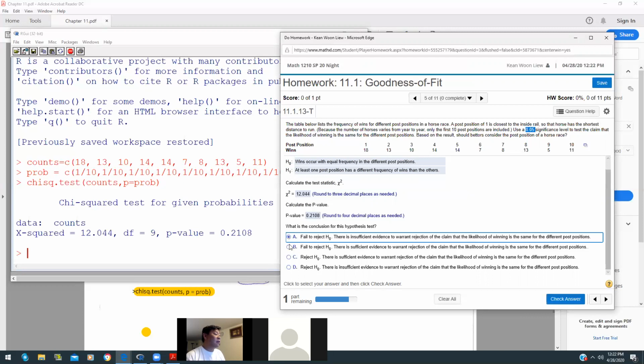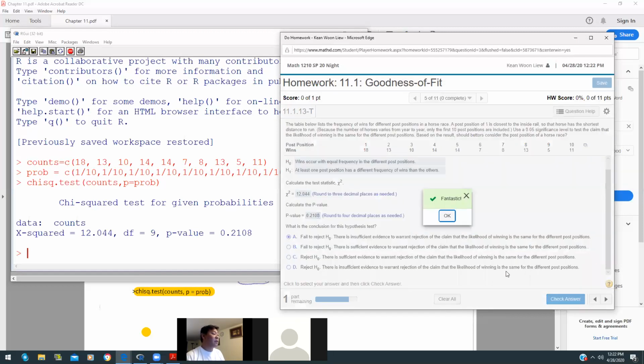So it's either A or B. When you fail to reject, is there or is there not sufficient evidence? A. There is not sufficient evidence to warrant rejection. I can tell you that for the whole chapter 11, you have to use the phrase warrant rejection. And these are the same, which is the same thing as your claim statements. So this is how we do this.